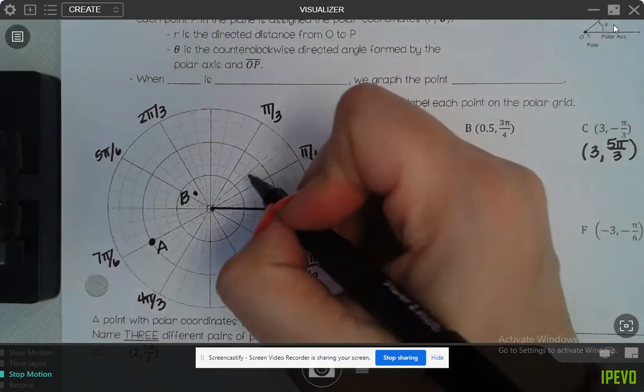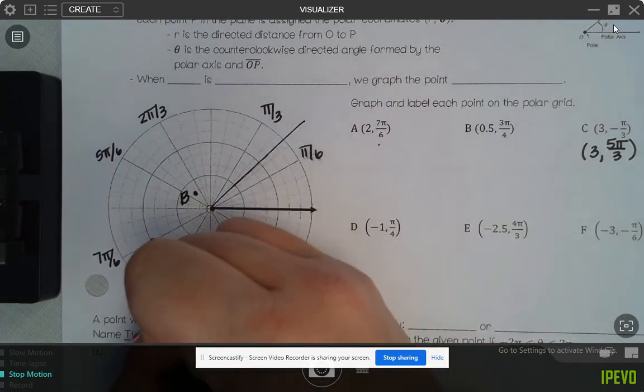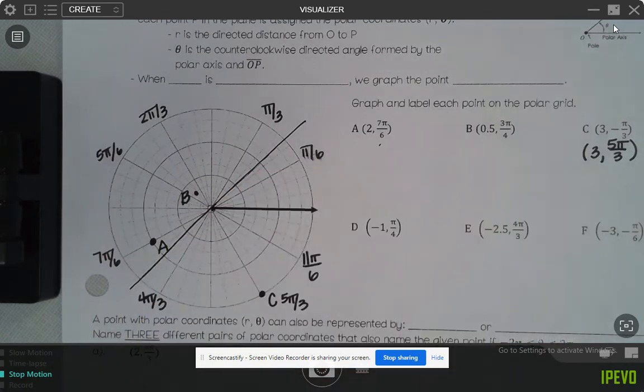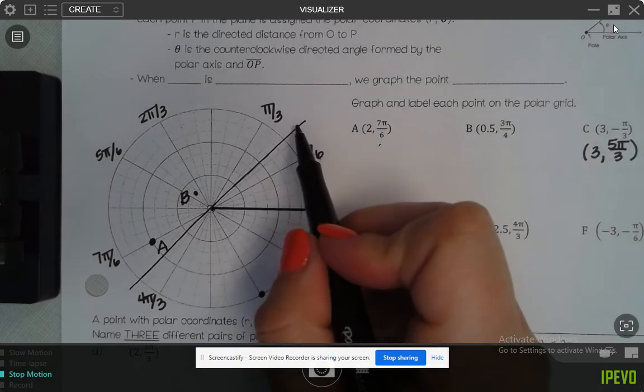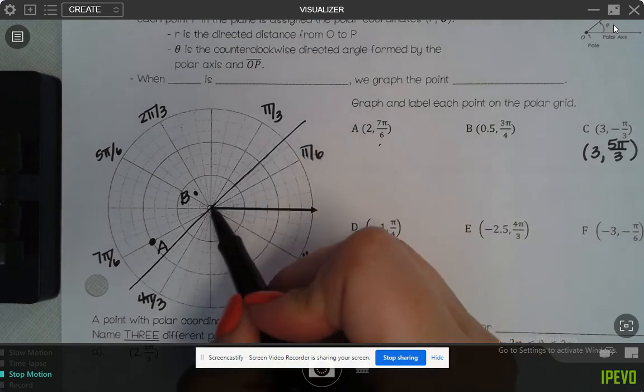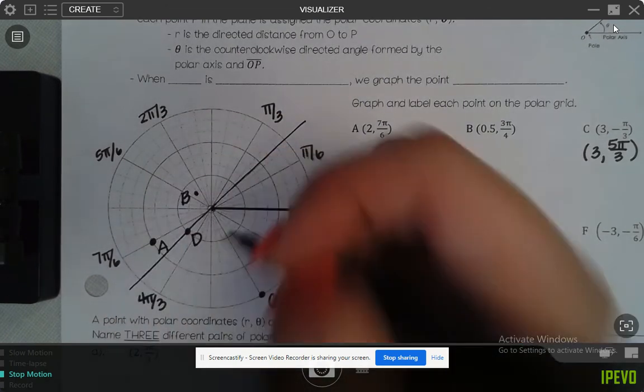So I can take this pi over 4, I can draw it through there, as well as it's through there. I can make that diameter. Yes? Okay. So if it's a negative radius, you're still going to your pi over 4, but go the opposite direction and make it the 1.